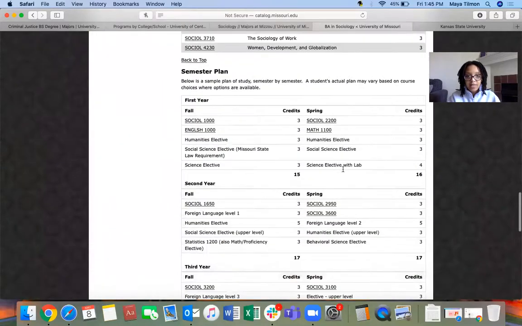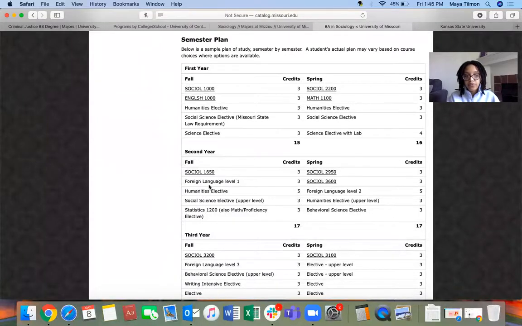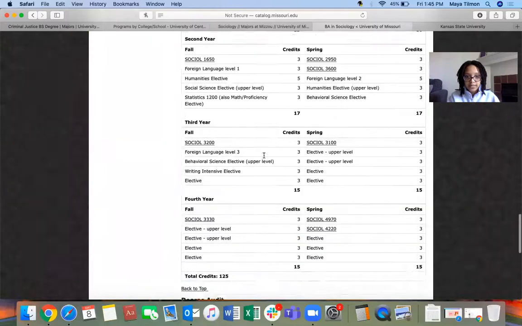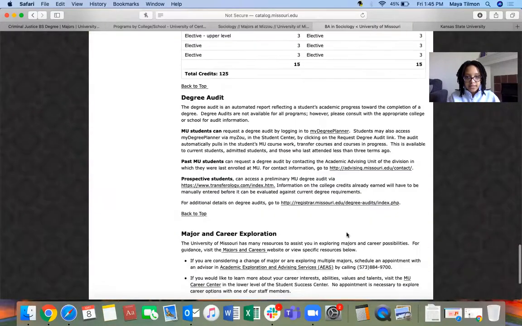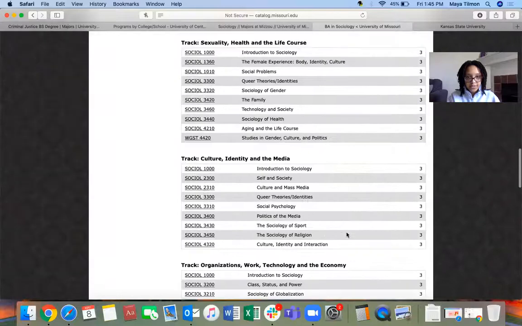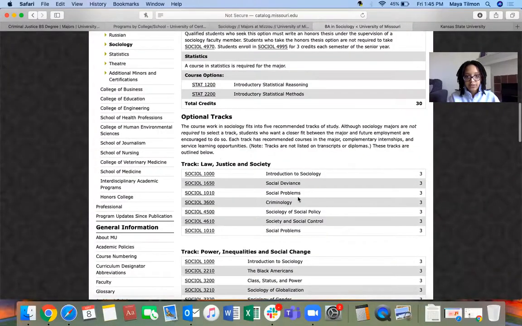And then they also have the four-year plan here, so you can get a good idea of which classes are best to take while you're in college, and then just some other additional information down here. So I would say this first one is probably the closest to doing a criminology major.